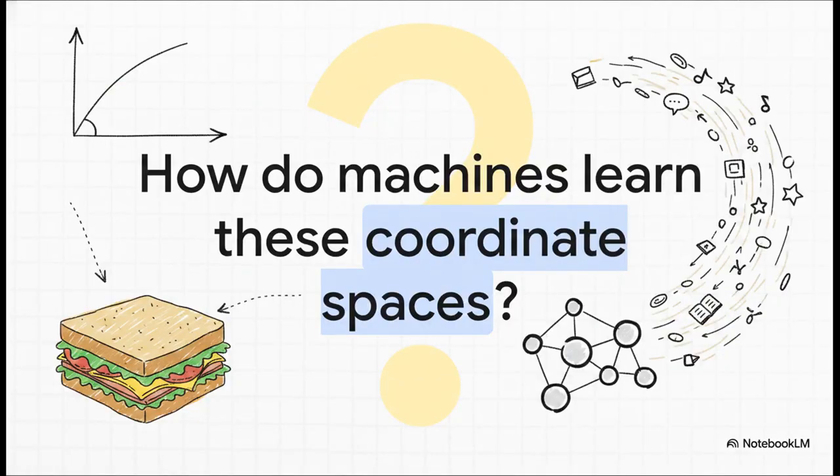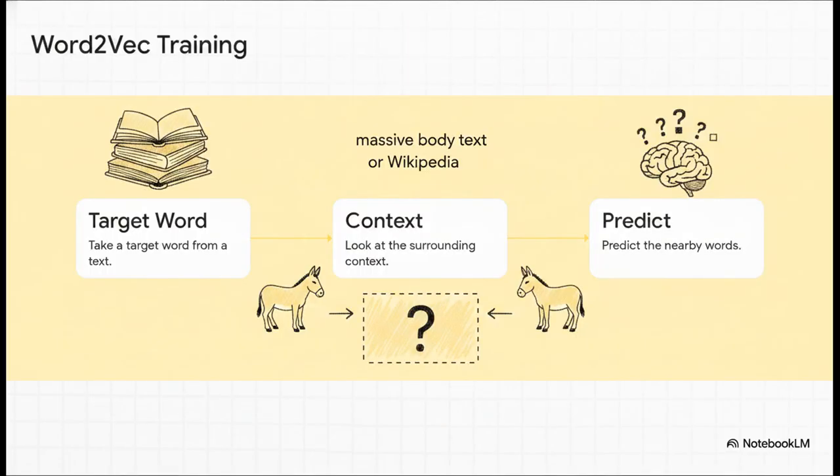Which brings us to a really massive question. If we aren't sitting there manually plotting sandwichness for every single item, how do the machines actually learn these massive coordinate spaces all on their own? Let's pivot away from our food metaphor for a second and look at large language models. How does a neural network figure out exactly where to place tens of thousands of different words in a vast 1,024-dimensional space? Well, the secret lies entirely in how they're trained.